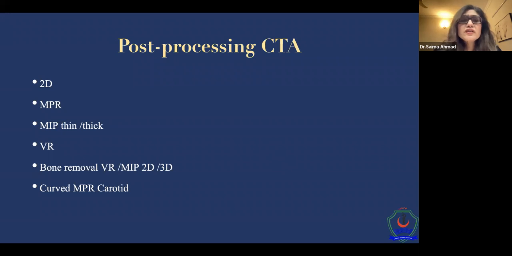Then the post-processing of the CTA. Whatever we are doing in the acute stroke imaging, we should be very fast. We should not waste our time. So ideal is this, that you do the 2D imaging, and then you reconstruct the MPRs and the thin and thick MIPs. You can also make the beautiful volume rendered images, but all of this is very time consuming. So ideal is that you see the 2D images and make the thick and thin MIP images, and you try to see your site of the occlusion.